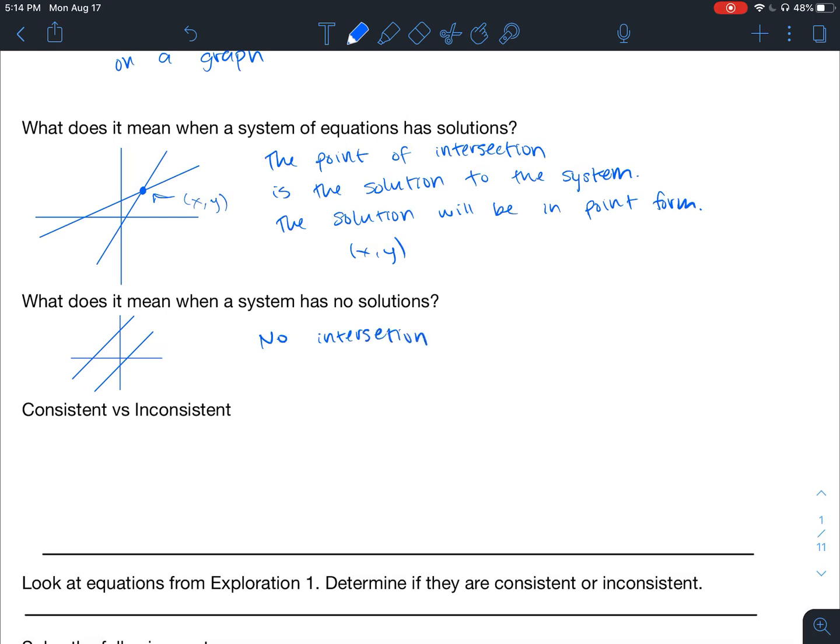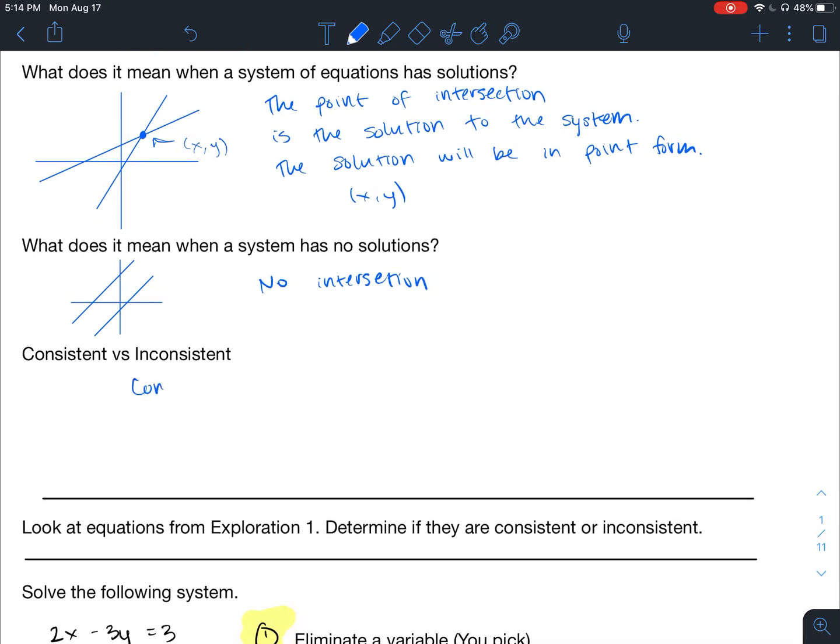And this tells us whether or not a system of equations is consistent or inconsistent. If it's consistent, there is at least one solution. And inconsistent if there is no solution.